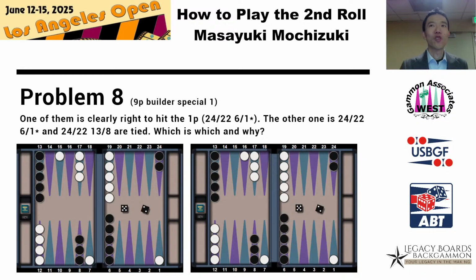Again, I'm trying to compare two positions. One of them is clearly right to hit the ace point, and the other one is tied. It's still right to hit the ace point, but it's very close. Which one is clearly right to hit the ace point? By the way, I'm calling this position a 9-point builder special because when he has a 9-point as a builder, then something happens. All right, so which one is clearly right to hit? Oh, sorry, ace point. Yeah, this one.